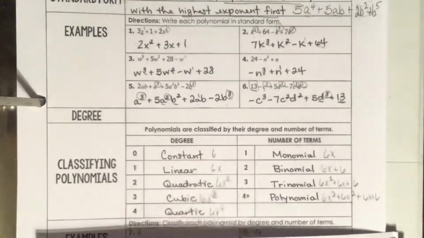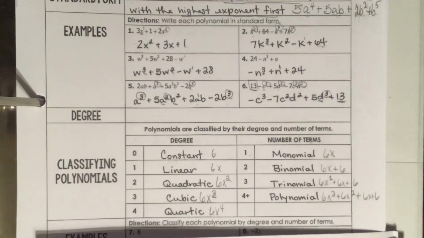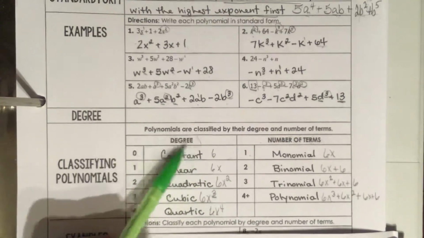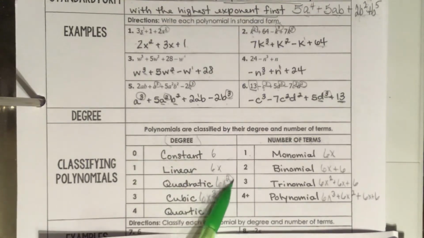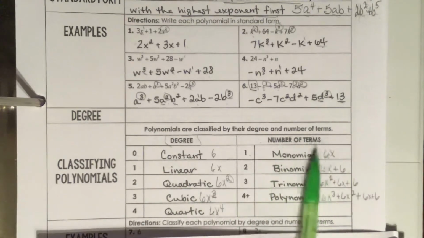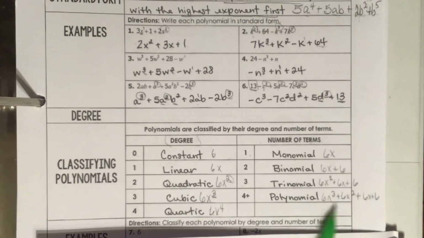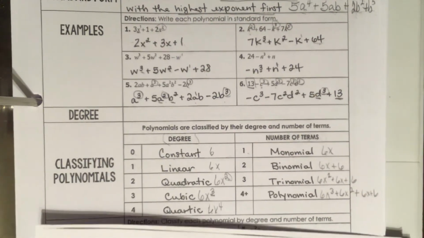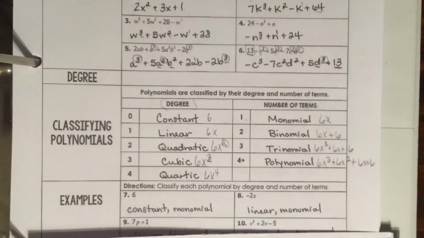And that's all you're going to learn for Algebra 1. So these are what you have, degrees. That's this number right here. And number of terms is how many things are added together. Okay? So let's classify each polynomial by degree and the number of terms using the chart.